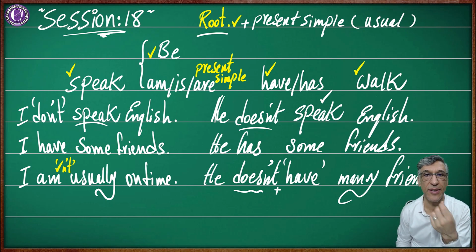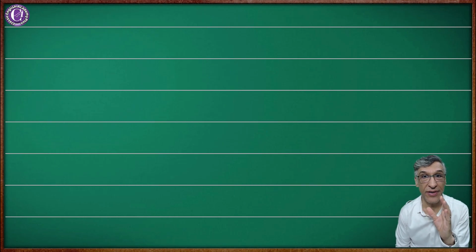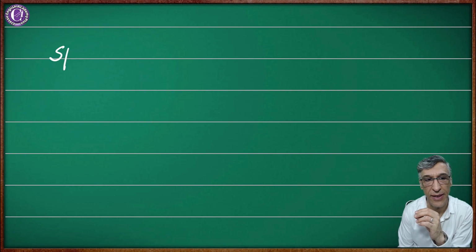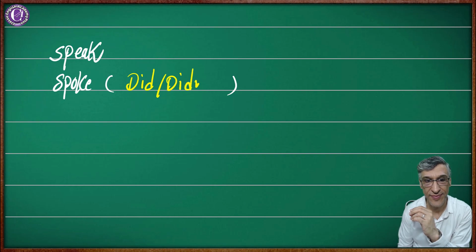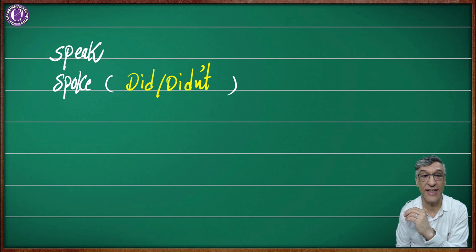What about the past time? Okay, look at this one. This is very, very important to compare between two tenses, past simple and present simple. The past simple of speak is spoke. And then the helping verb is very different. Yes, of course, it must be did and didn't. We use did and didn't.